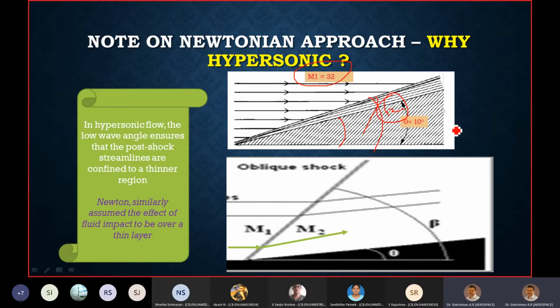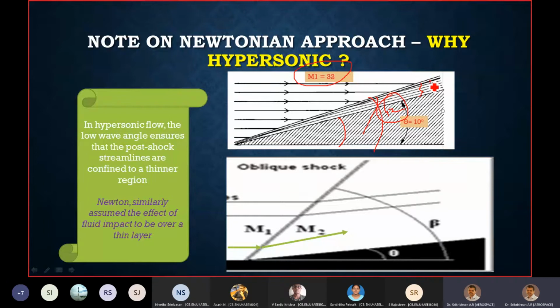Now look at the difference between theta and beta. It's very low, which means that after the impingement, where beta is the shock angle, the flow deflection after the formation of the shock is practically parallel to the surface. We are considering inviscid flow, so there is no viscosity, shear layer, etc. So it's parallel to the surface. Not only that, it's parallel, the region is very, very narrow.